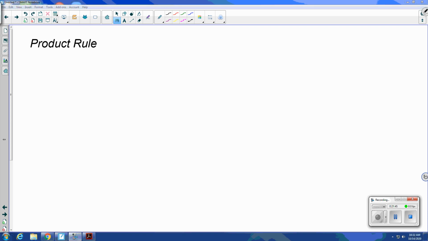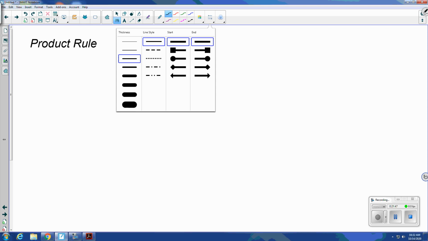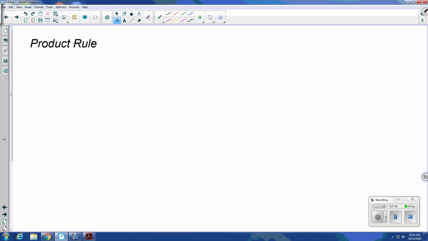Now let's look at the product rule. So the product rule will be used anytime we have two functions being multiplied together and we need to calculate a derivative. So let's say we have f of x and we have g of x being multiplied, and we want to differentiate this. The trick to the product rule is to visualize this product as an area formula. Think f being the length, g being the width of some rectangle.